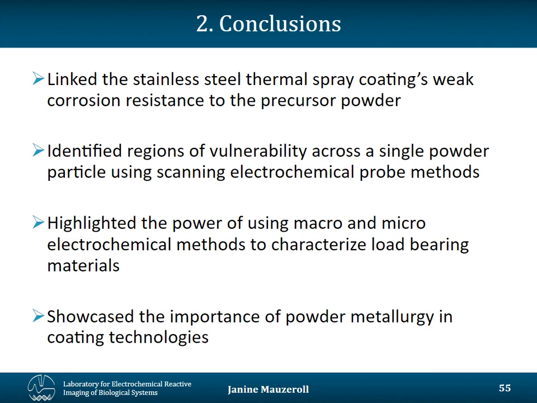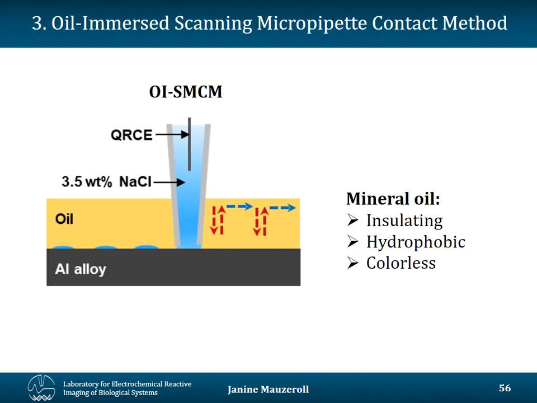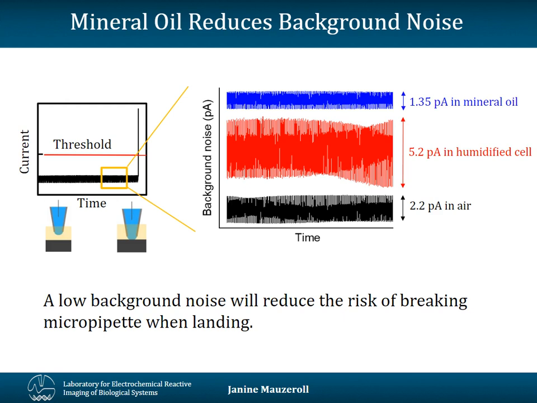And the last example that I'll give you is a method that we recently developed, which is called the oil immersed scanning micropipette contact method. Now, one of the problems in having these small droplets is that you can have evaporation. And when you want to study alloys, it could take a long time to acquire the data. So it's really important that the droplet remains stable over hours, especially if you want to scan a large surface. And one thing that we realize is that if we cover the surface with a thin layer of oil, we get a much better performance in terms of background noise.